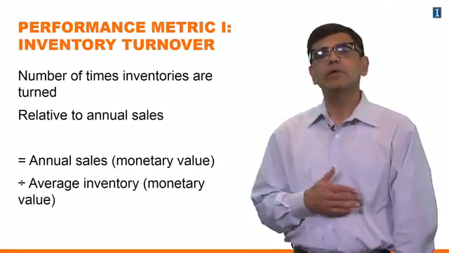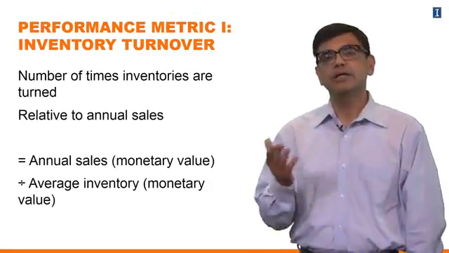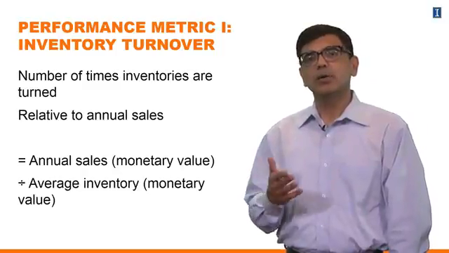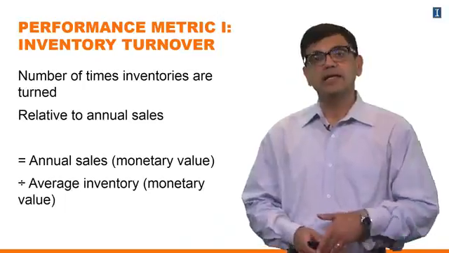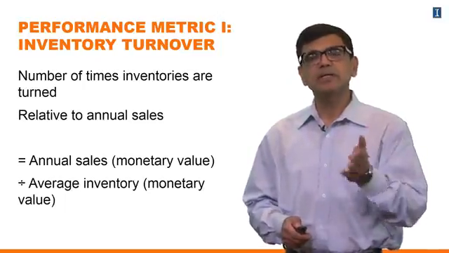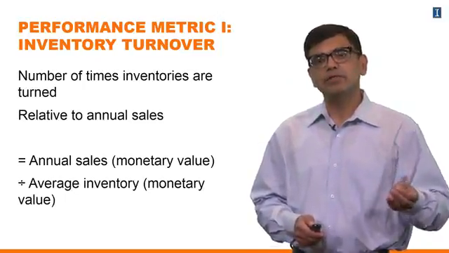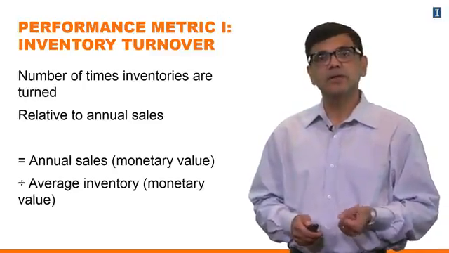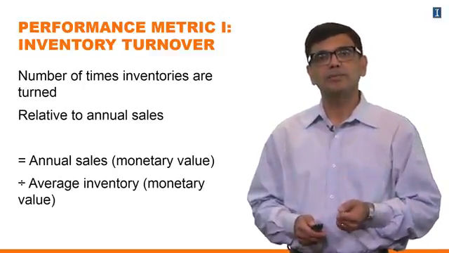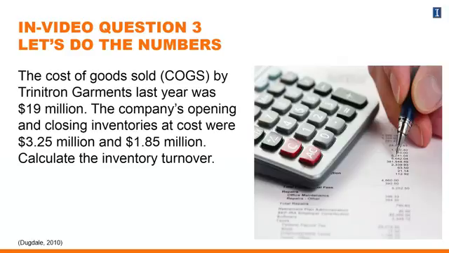The average inventory can be the average of the opening and closing inventory, or if there's inventory taken at multiple times during that period, it's the average of those periods. Typically, you take it as the average of the opening and closing inventory because that's what's available to us from the balance sheet of a company. So let's take a look at an example of where we can use this metric to assess a particular company's inventory performance.